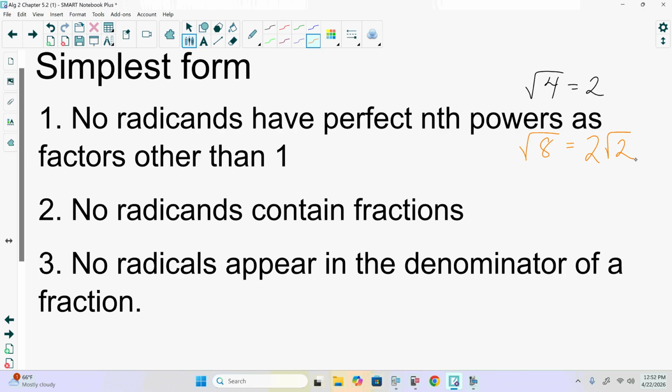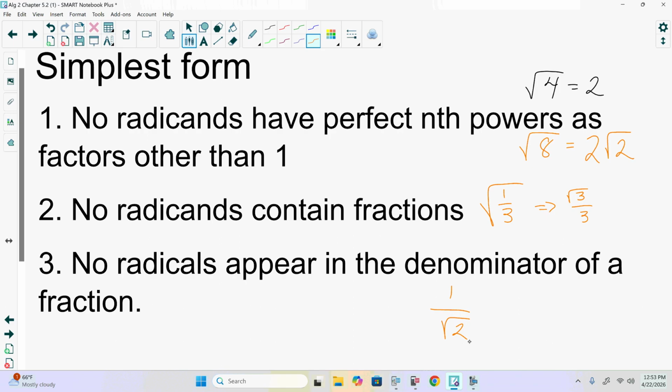No radicands can contain fractions. We can't have the square root of 1/3. We cannot have this. We have to reduce it, and it ends up becoming square root of 3 over 3, is how we have to actually rewrite it. And we'll go into more depth of how we get there. And no radicals appear in the denominator of a fraction. We can't have 1 over the square root of 2. We cannot have this. So as long as one of these 3 does not show up with radicals, we're good.